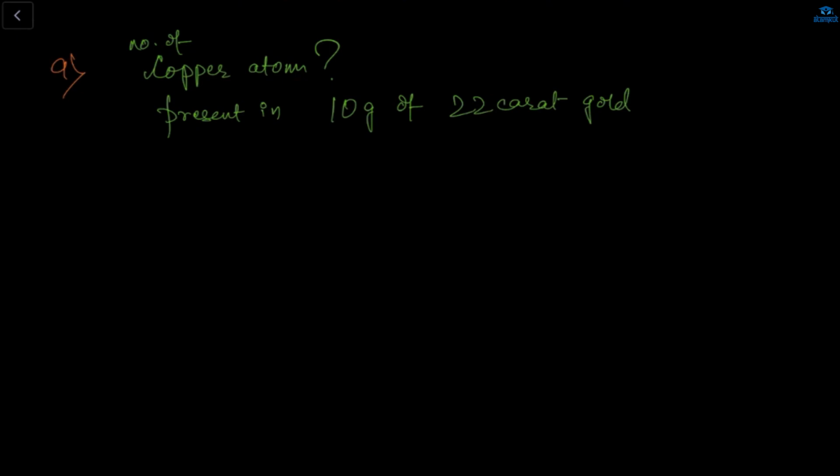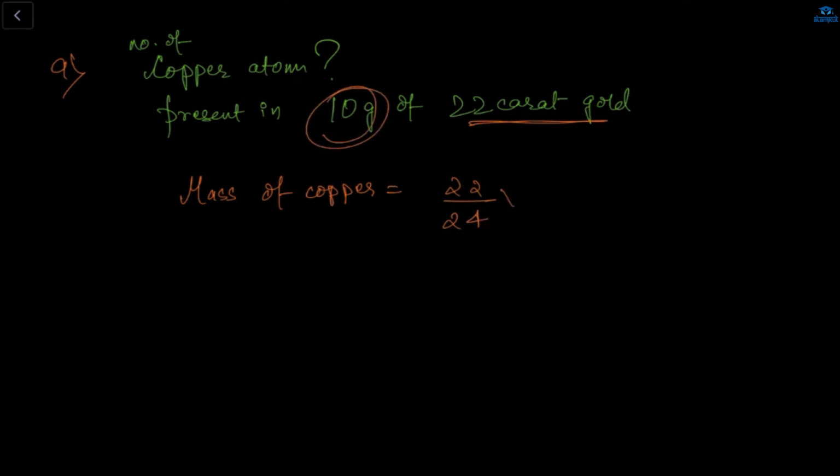So mass of copper from this, you will simply get. Mass of copper is what? The question itself gives that 22 karat gold means 22 out of 24. And here it's saying 10 gram. So into 10 is equal to, mass of copper will be how much? How will you find mass of copper, Razi?